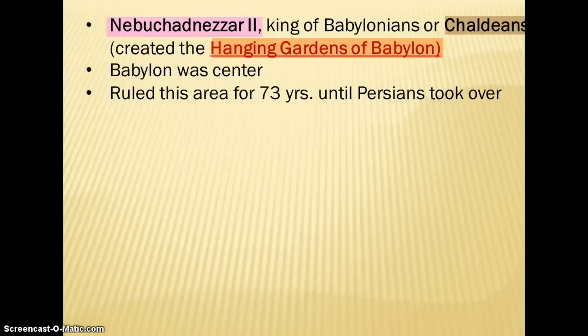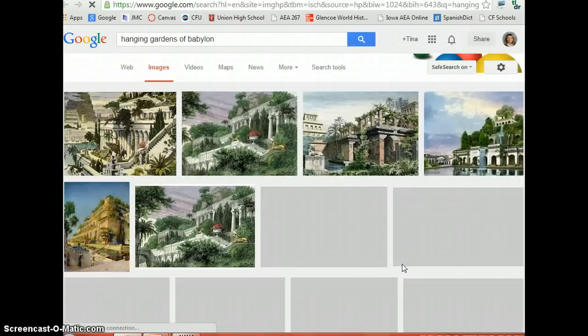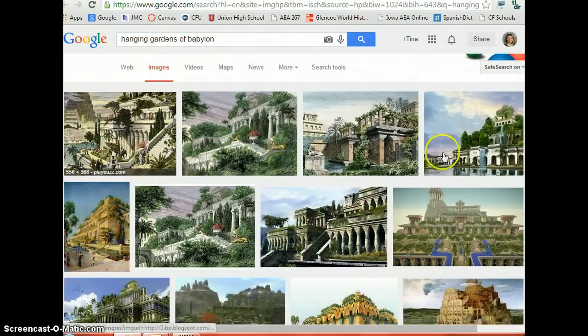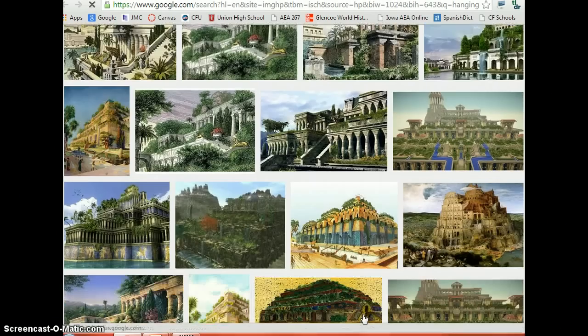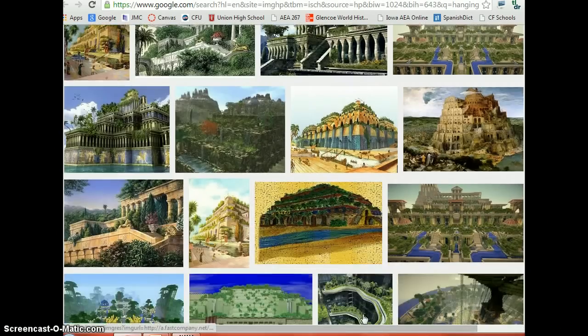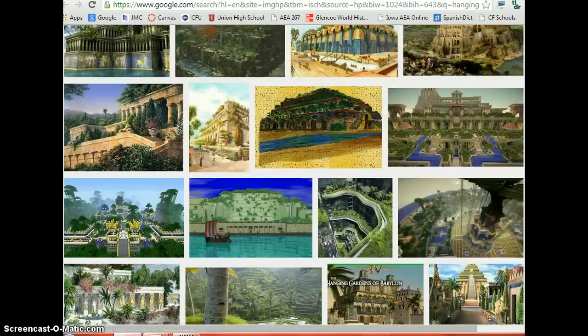Now, Nebuchadnezzar is known mostly for his Hanging Gardens of Babylon, which we will get into a little bit more. It's one of the ancient wonders, and this just gives you some ideas of pictures of what it looked like back in the day.